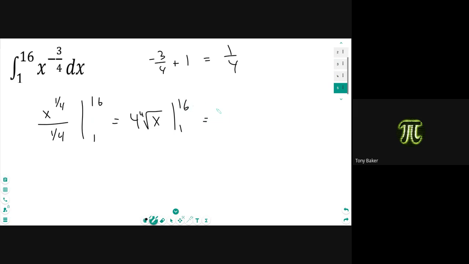So then we plug in 16. The fourth root of 16 is 2. The fourth root of 1 is 1. So the answer is 4. These two numbers are just plugged in at the end. It's not anything crazy. And for those you don't have to put the plus c, remember, because we have a definite interval.